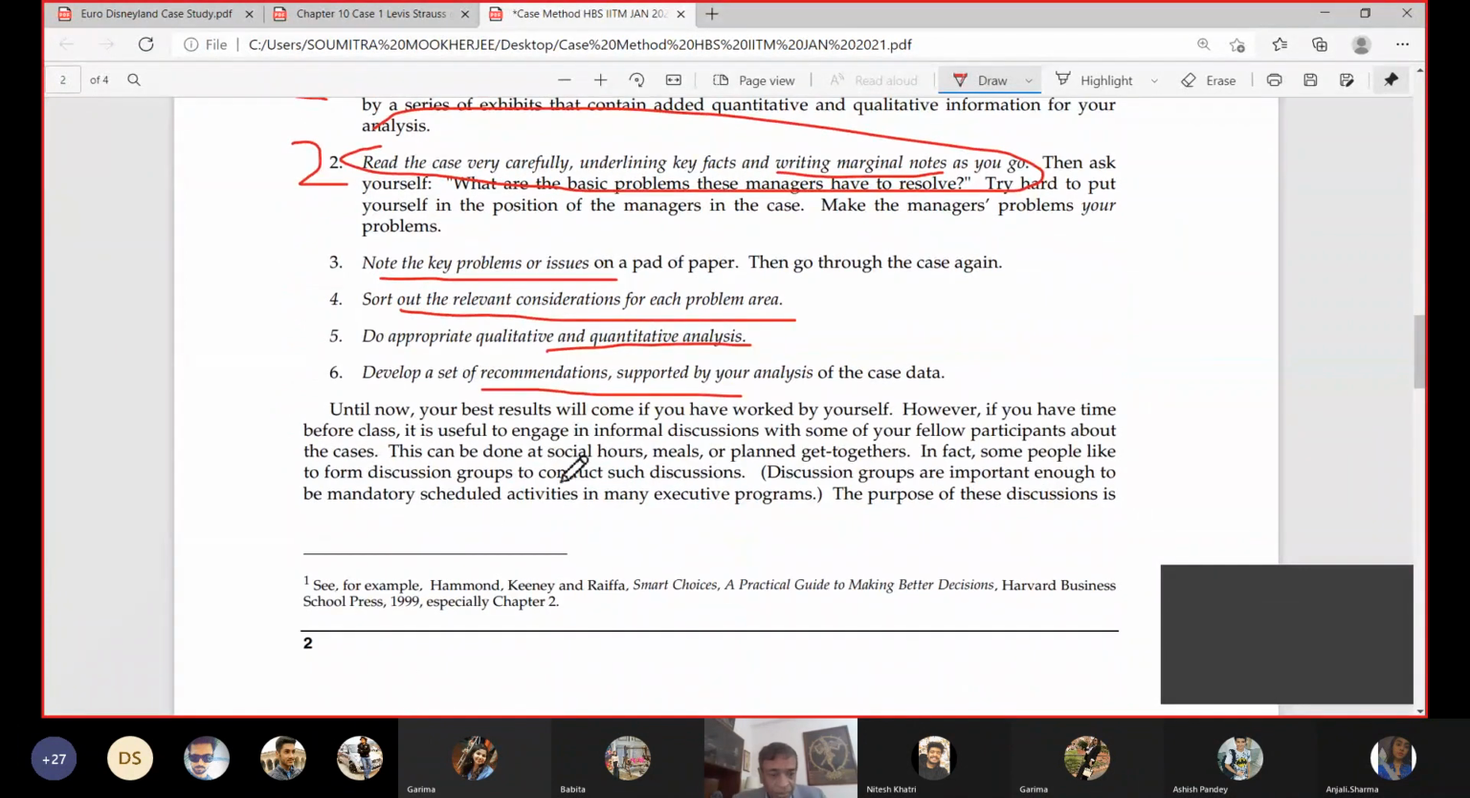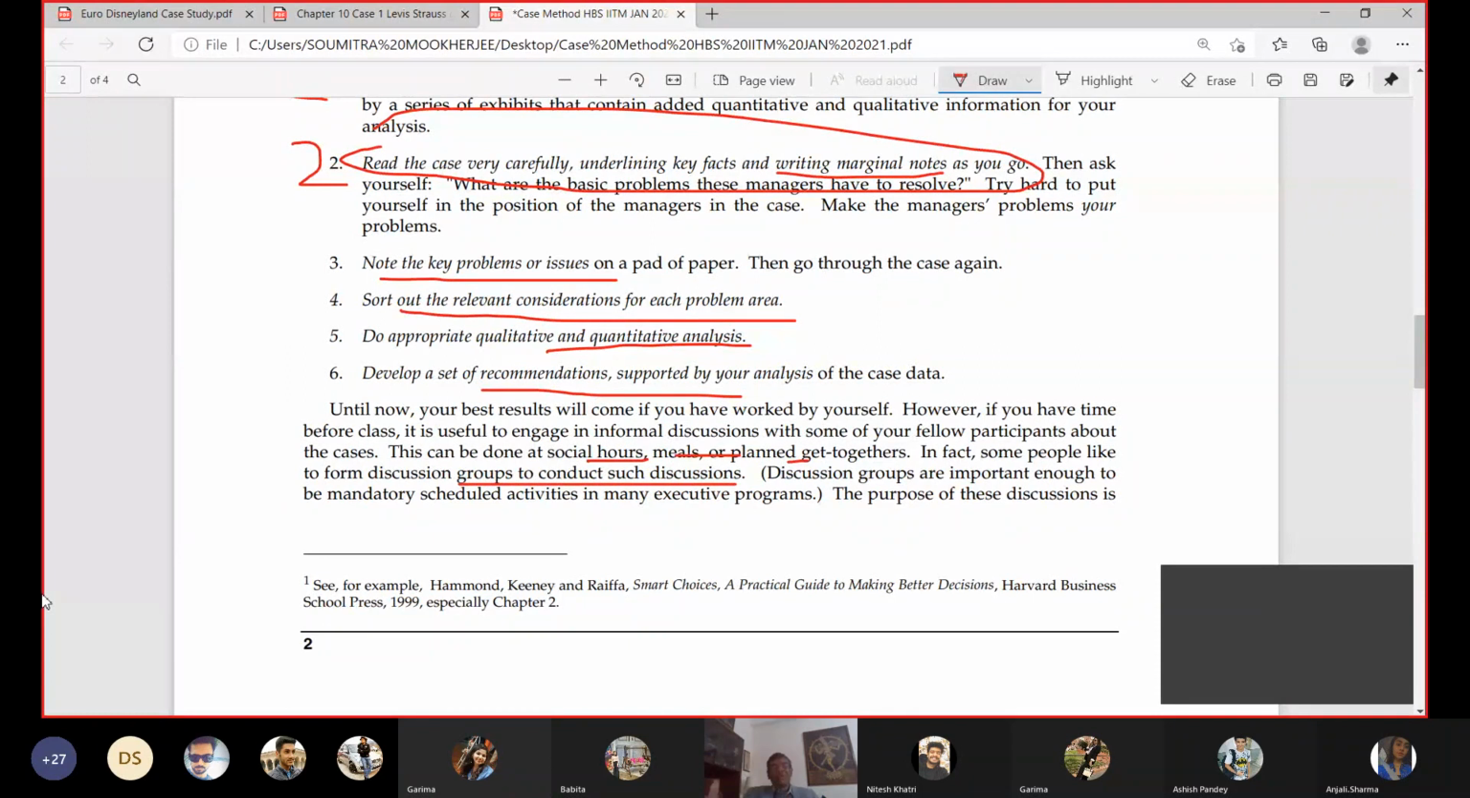Until now, your best results will come if you've worked by yourself. However, if you have time before class, it is useful to engage with some of your participants about the case. This can be done anytime during breaks or meals or whatever. In fact, some people like to form discussion groups to conduct such discussions.